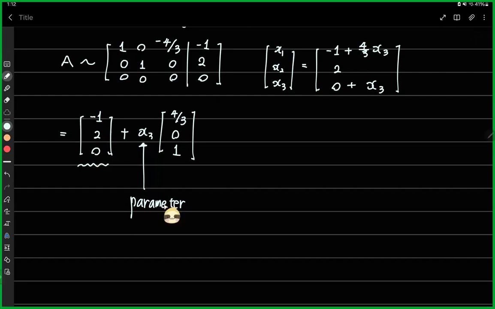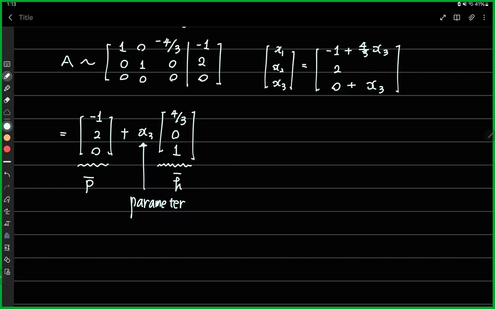When x3 equals 0, we get this one. And when x3 is not equal to 0, we get the whole thing. But anyway, we could describe the solution as the sum of two vectors. Let's say this one is P. Okay, let's say this one is H.